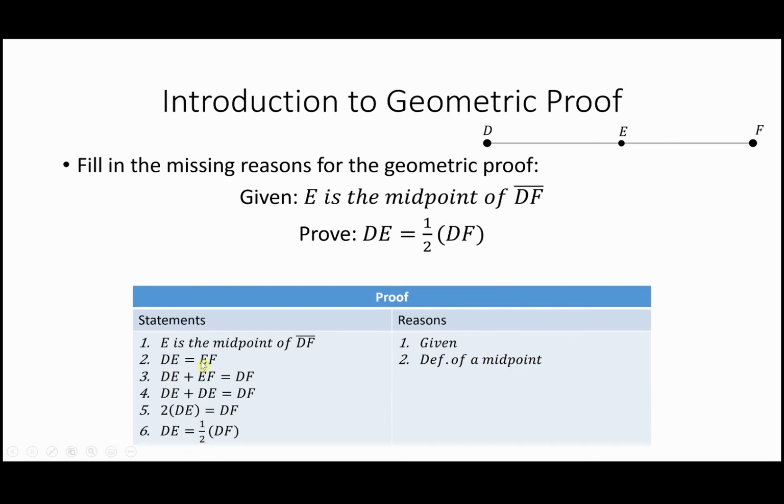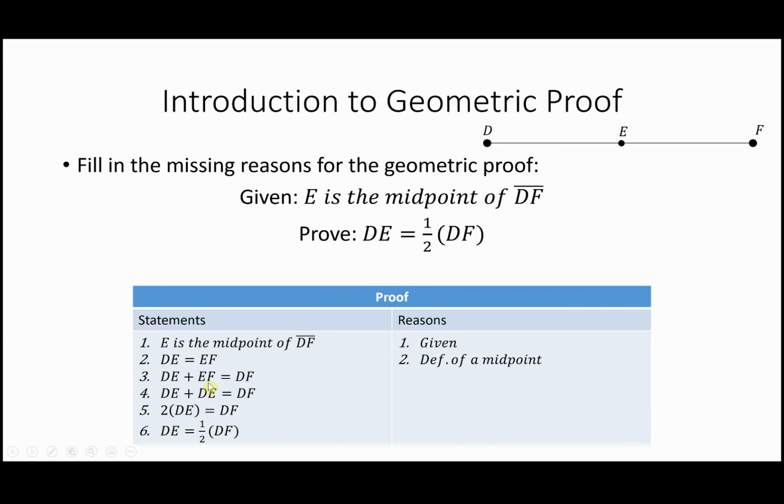Furthermore, moving on to statement 3, notice that we have DE plus EF equaling DF, okay? And at this point, it might not be intuitive why you would write one step to the next, and that's okay. For our purposes, we just want to look at the partially completed proof and be able to justify each step. That's enough for us to tackle at this point in our curriculum.